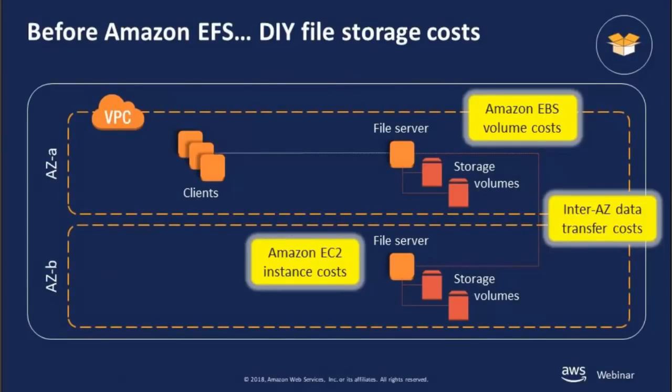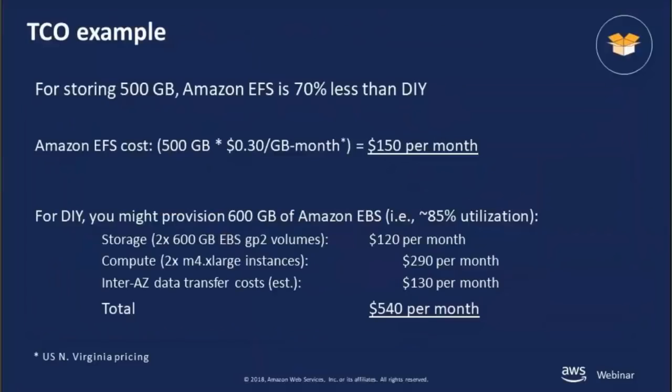So let's go ahead and recall the DIY file storage costs we saw previously. Keep in mind that the costs vary. If you're trying to do it yourself, you're going to have Amazon EC2 instance costs in both of these availability zones. You also have EBS volume costs. You have inter-AZ data transfer costs as well. So when you think about this, it all adds up.